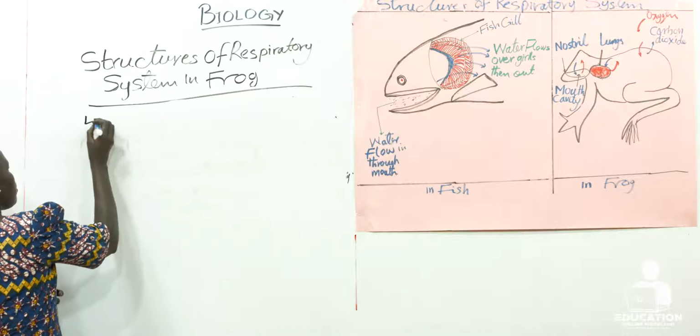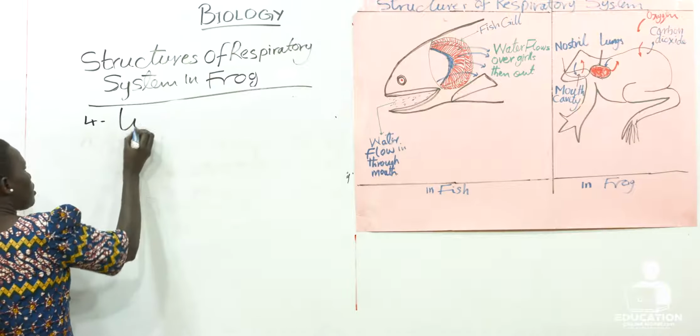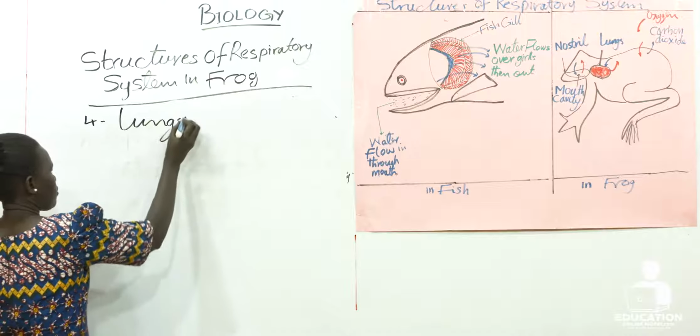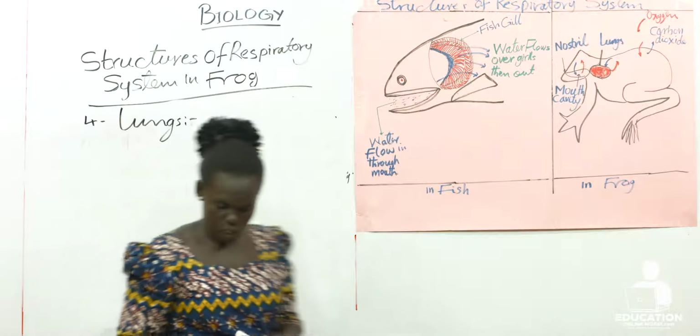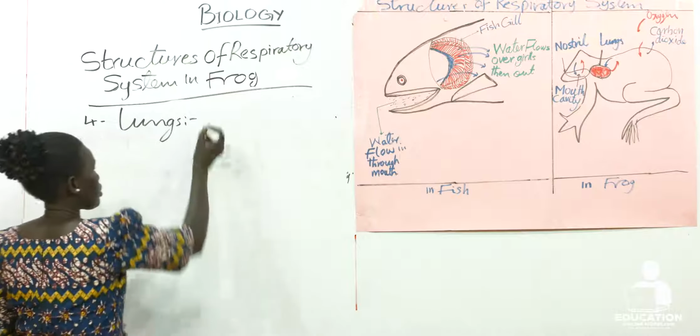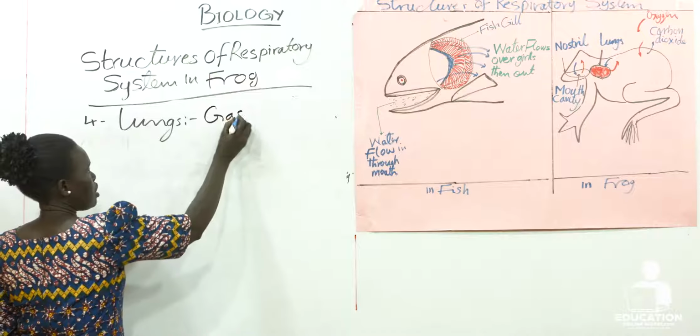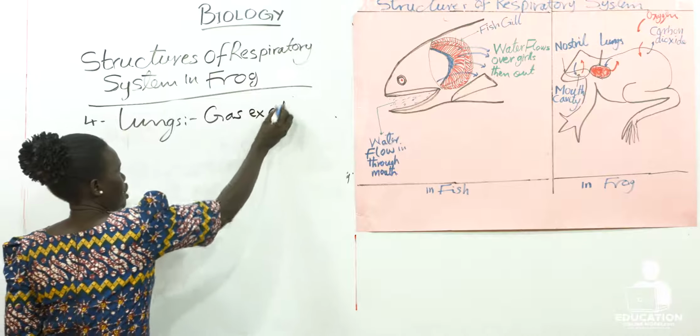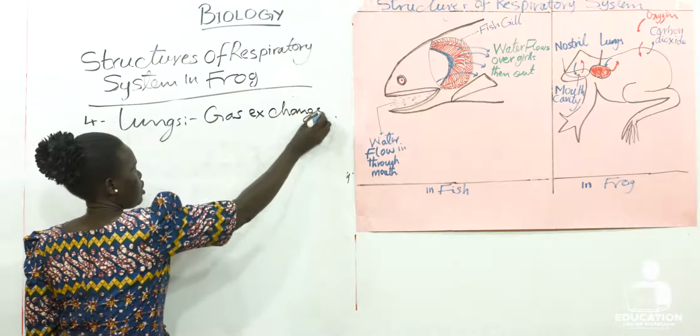Number 4, lungs. This is where gas exchange takes place. Gas exchange occurs.